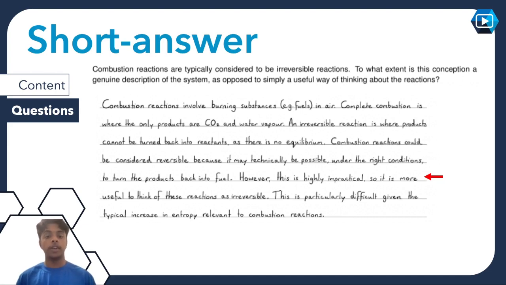And so we generally refer to combustion reactions within the module and the course itself as being irreversible reactions. So any combustion reaction that you will see, consider it to be an irreversible reaction. All right, I hope that question made sense as well.